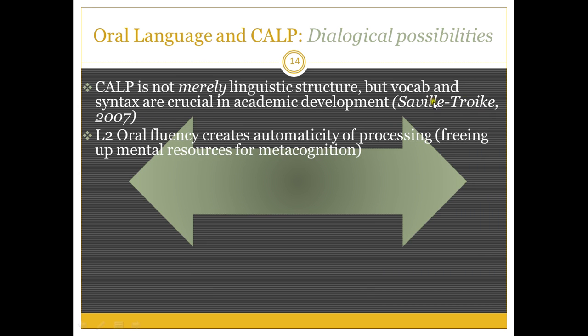This researcher, Saville Troik, also notes that L2 oral fluency creates an automaticity of information processing. So if you're fluent in BICS, and you can automatically understand and retrieve the words and the syntax you need to know, this frees up mental resources for metacognition, or for those deeper thought processes that are part of CALP.